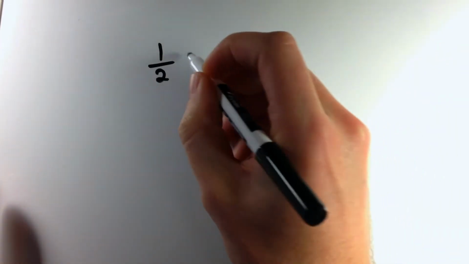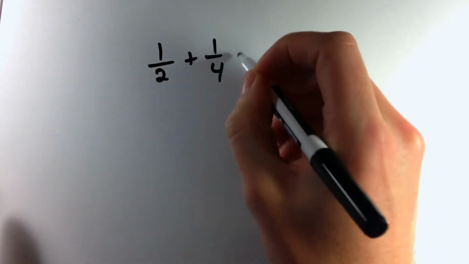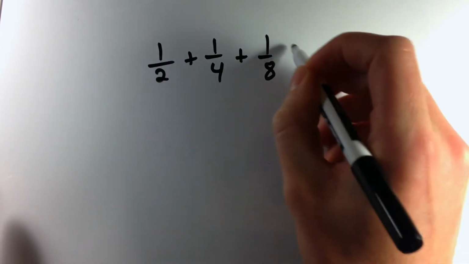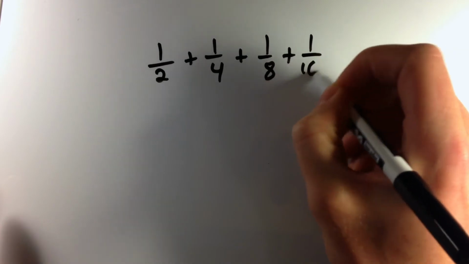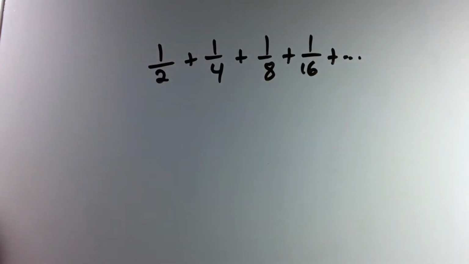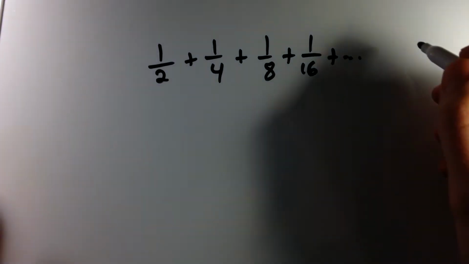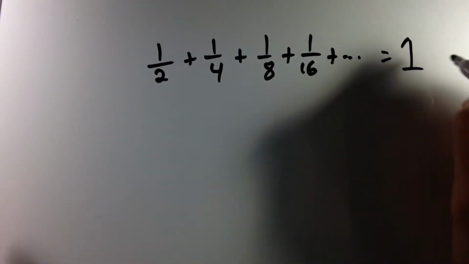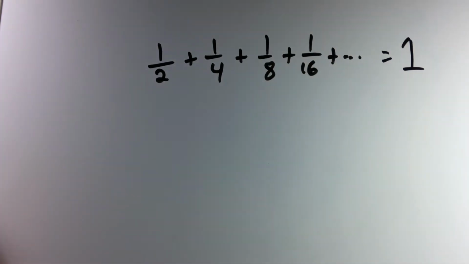One of the most famous series out there that students first will learn is the idea of 1/2 plus 1/4 plus 1/8 plus 1/16 plus, and that will just go on forever. What they want to know is, what does that actually equal? Well, we know this equals 1, but why? Why do mathematicians know that this is going to equal 1?